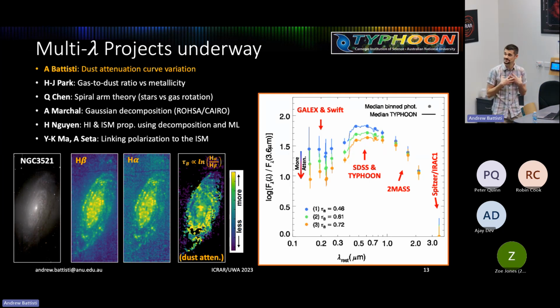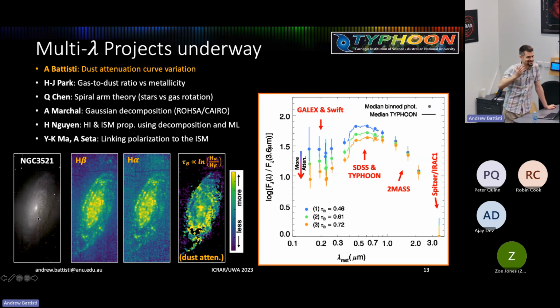As was already mentioned before, my interest is in understanding dust and dust attenuation in galaxies. Typhoon is perfect for this because we can use the Balmer decrement, which is the ratio of H alpha to H beta, as a proxy for the amount of dust in various regions of galaxies. This particular example that I show, NGC 3521, is a slightly inclined galaxy, and you can see visually one side of the disk is more attenuated by dust than the other side of the disk.